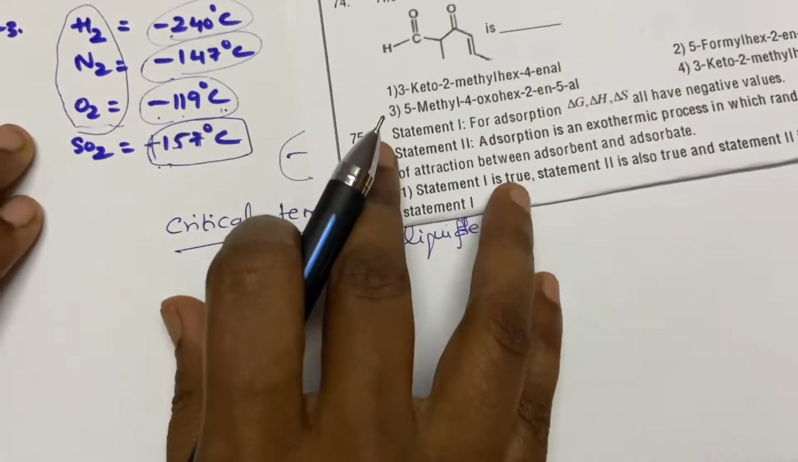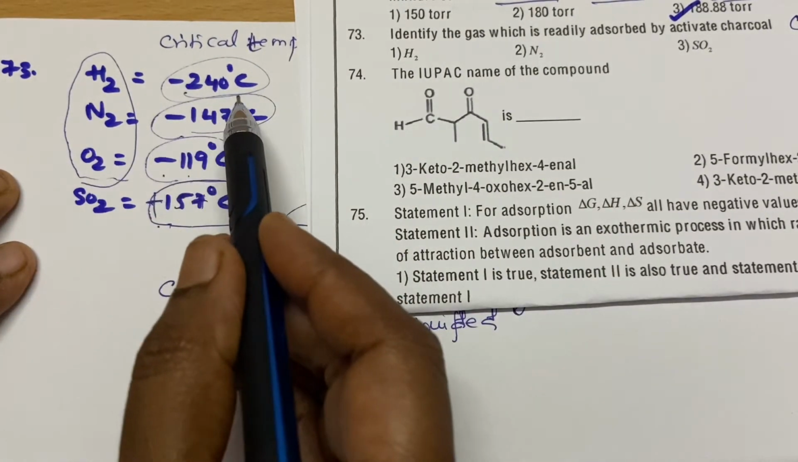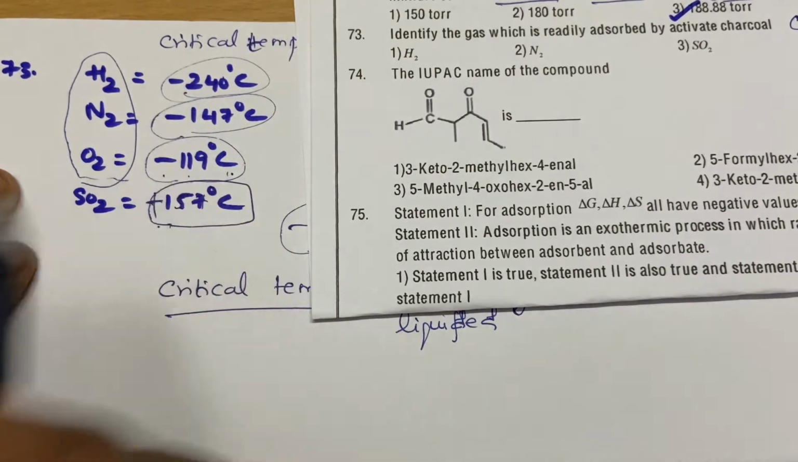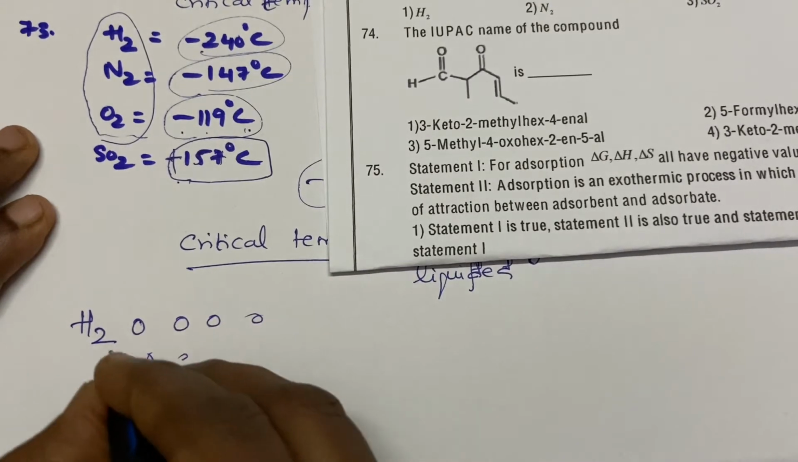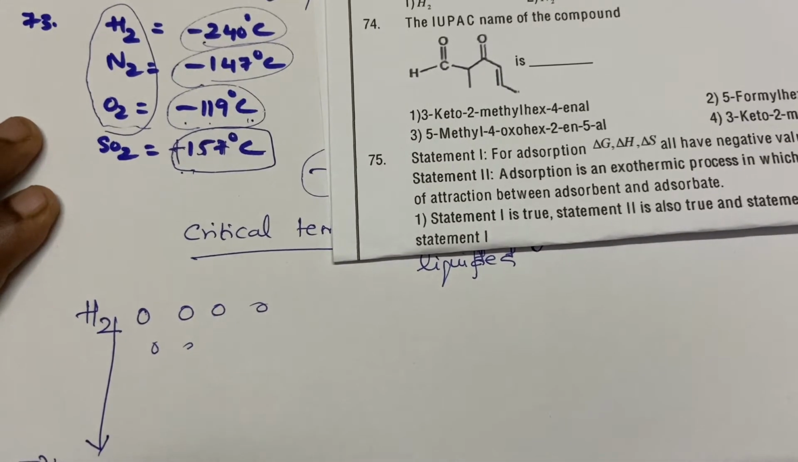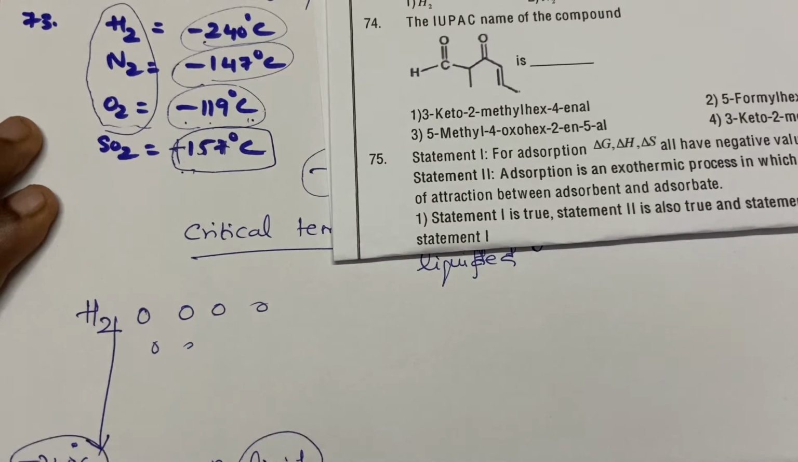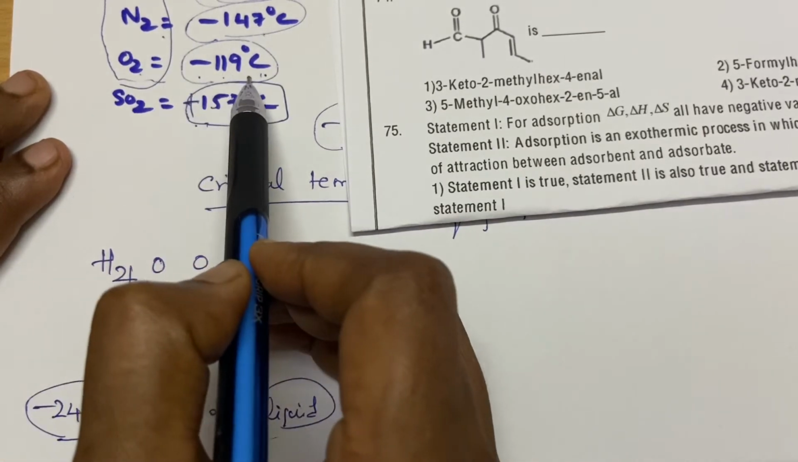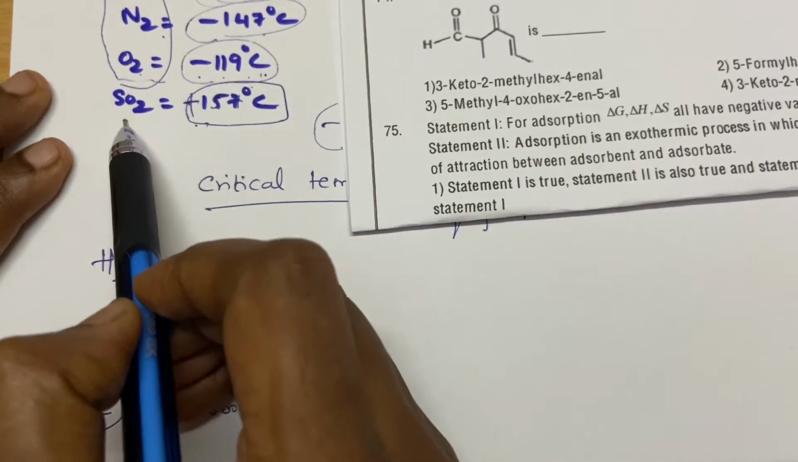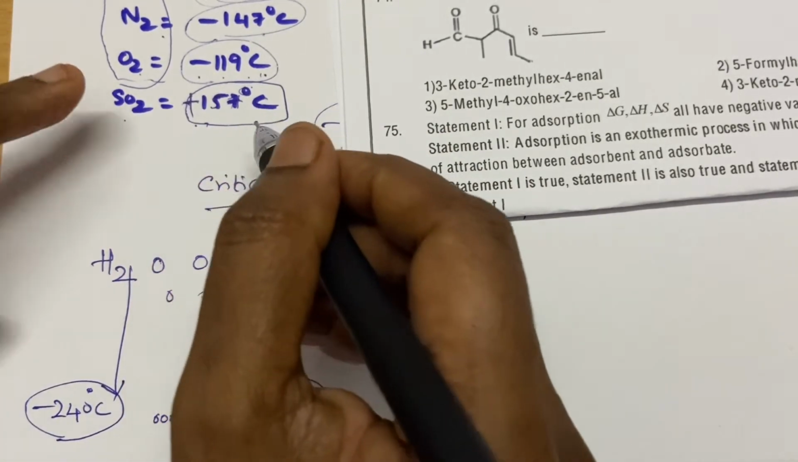So these are the critical temperatures of the gases for the options given. For hydrogen it is minus 240 degrees Celsius. For nitrogen you see such a negative temperature. That means hydrogen in the gaseous state has to be brought to such a cold temperature, then only the molecules can come closer and it will turn into liquid. So this is not easy. For nitrogen and oxygen also negative temperatures, so it is not easy to liquefy. But sulfur dioxide is plus 157 degrees Celsius, easily it can be liquefied.